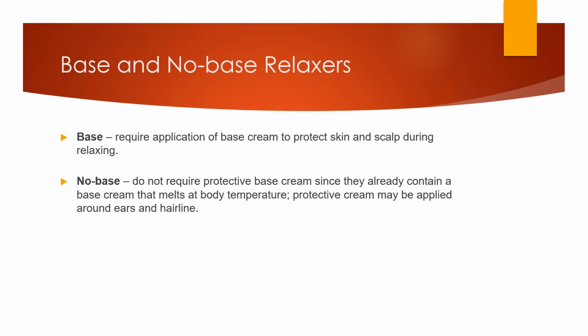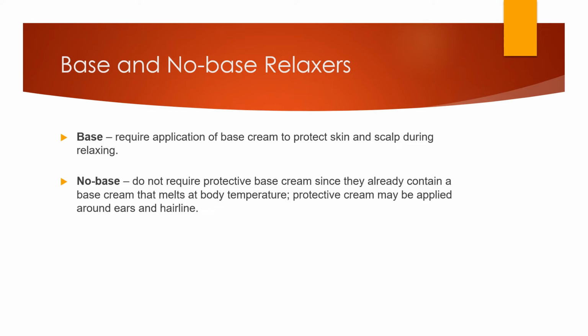Hydroxide relaxers are usually sold in base and no base formulas. Also known as protective base cream, base cream is an oily cream used to protect the skin and scalp during hair relaxing. Base relaxers require the application of a protective base cream to the entire scalp prior to application of the relaxer. No base relaxers do not require the application of a protective base cream. They contain a protective base cream that is designed to melt at body temperature. As the relaxer is applied, body heat causes the protective base cream to melt and settle onto the scalp in a thin, oily protective coating.